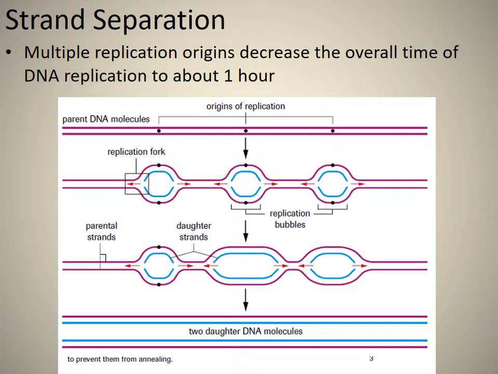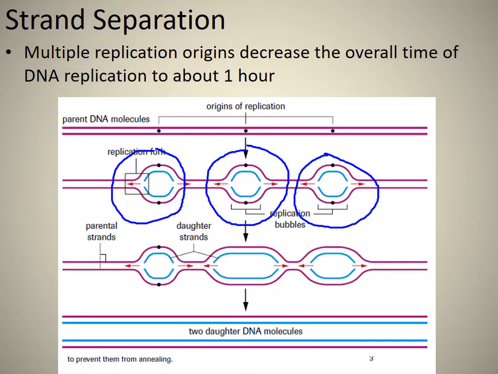Again, we take a look at the specific origins of DNA replication. It doesn't start from one end and head to the other. There's multiple origin spots on the DNA molecule. And the reason why there are multiple origin sites is to decrease the overall time of DNA replication. It only takes about an hour for our DNA to be replicated.